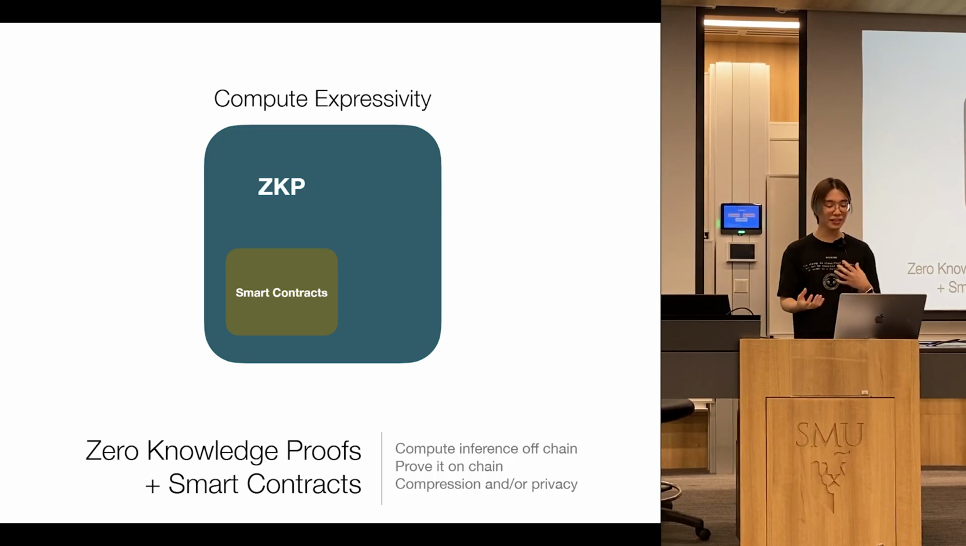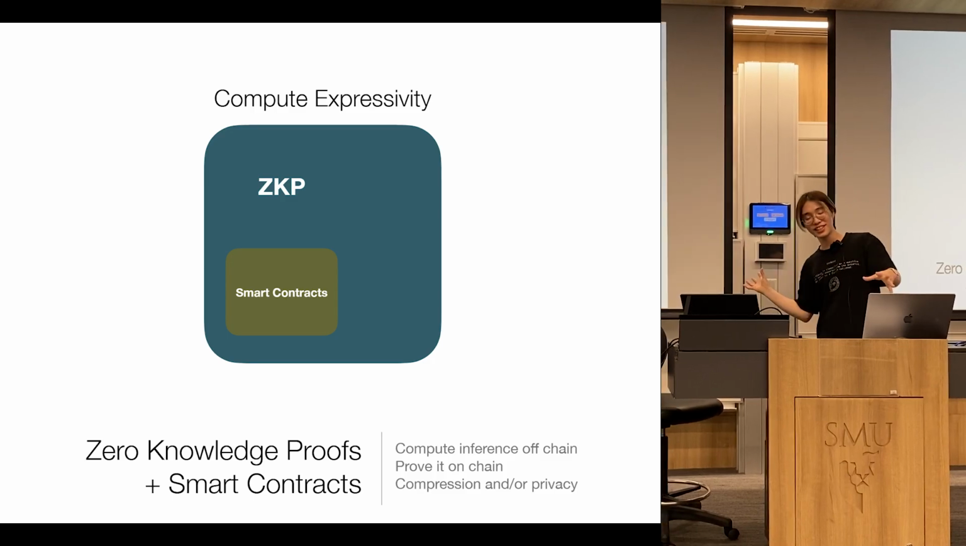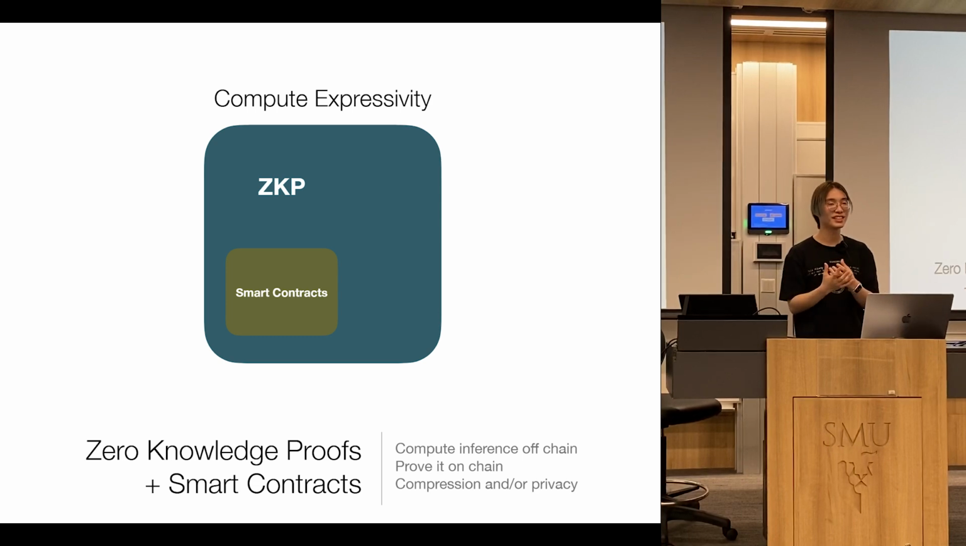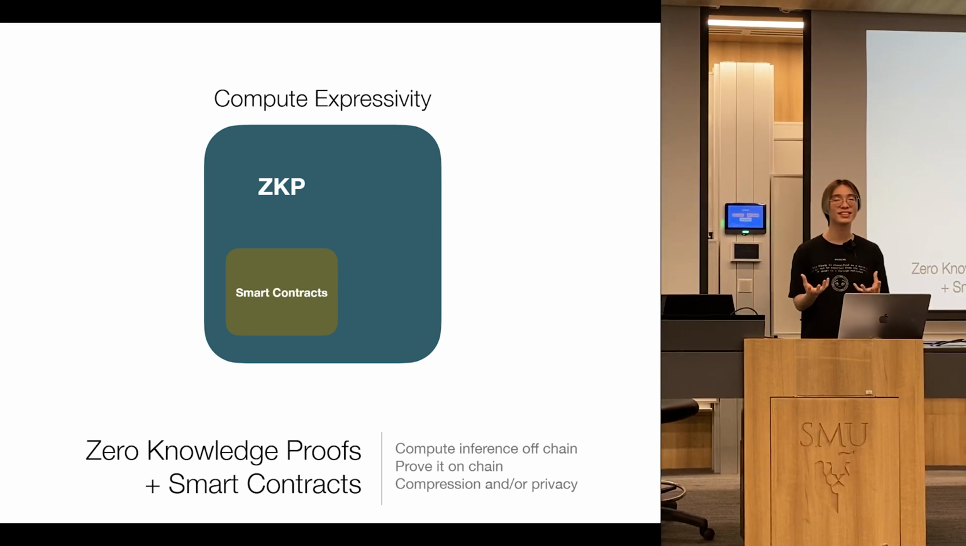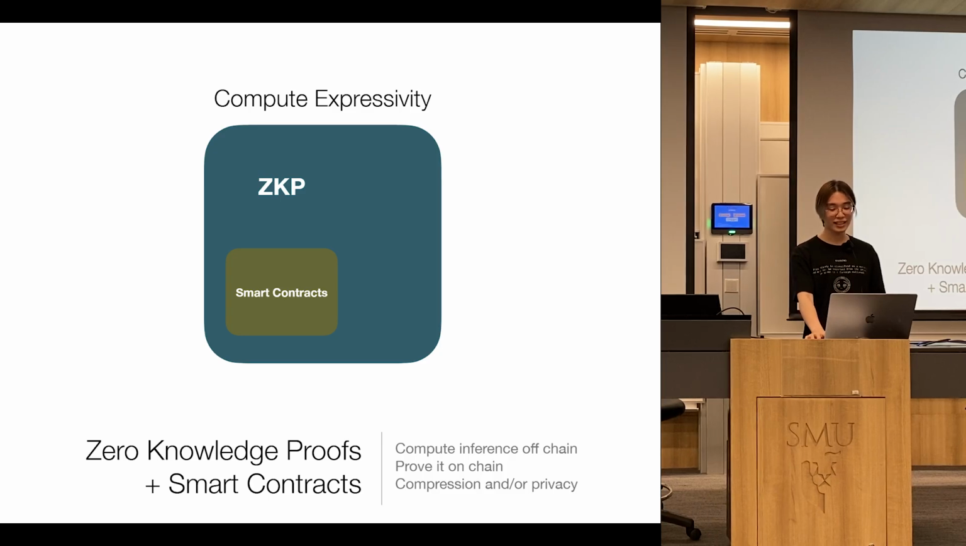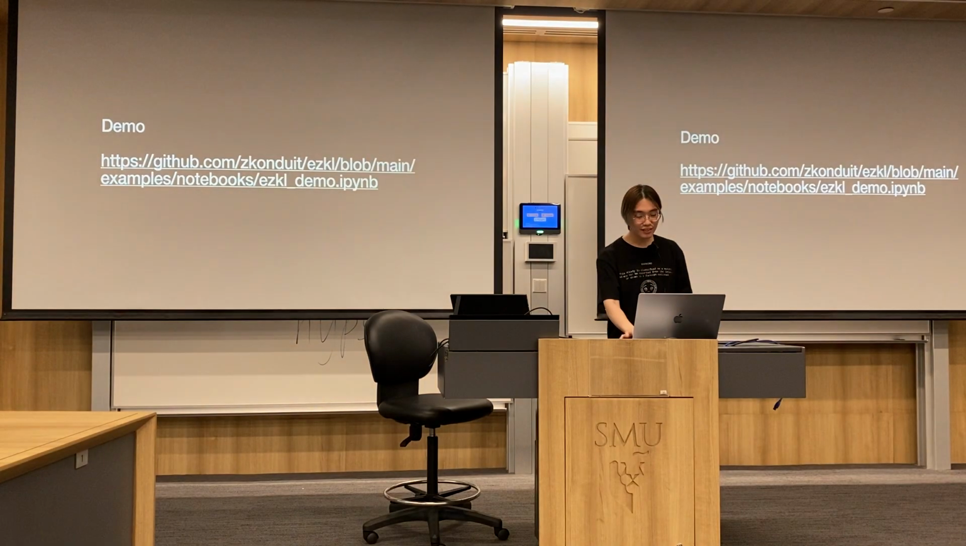So with ZKPs, you have the idea of computing something off-chain and putting it on-chain, which is the basis of ZK as compression. And so it's a really handy tool for increasing what blockchains can actually do. In particular Ethereum right now, because we mostly built it on ETH.